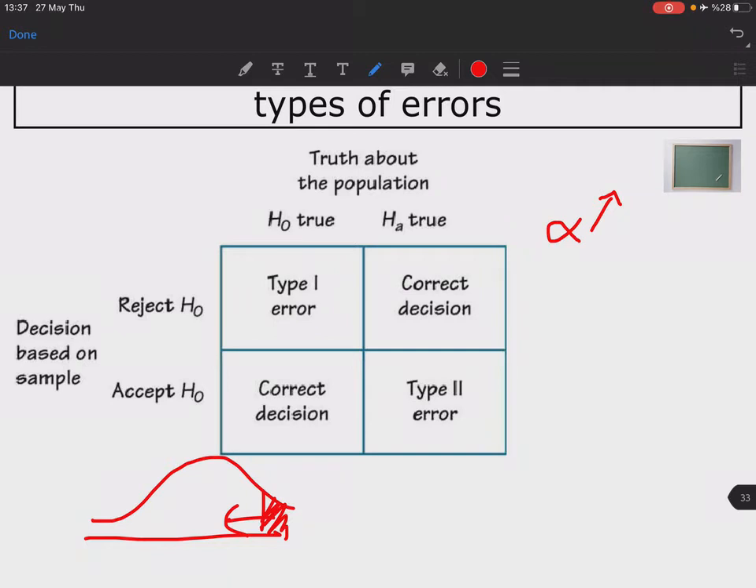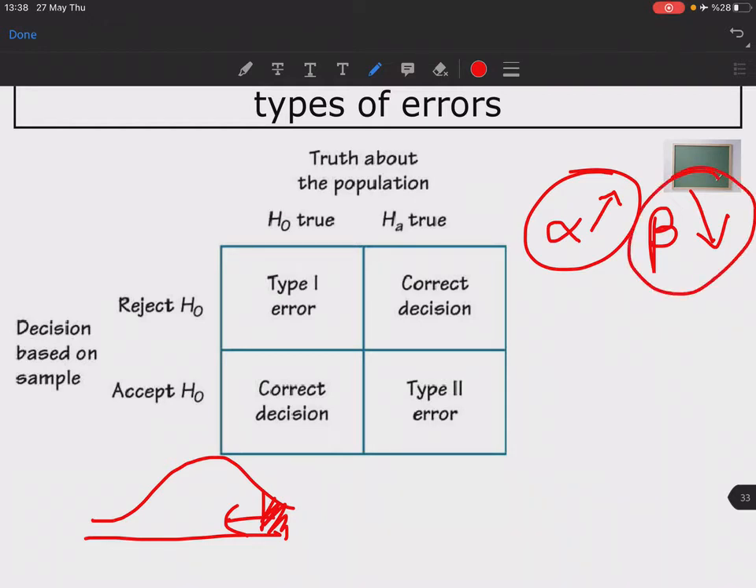It means that you're talking with less confident or something like this. But at the same time, it means that your beta is decreasing. So if you're increasing the probability of doing type 1 error, it means that you're decreasing the probability of doing type 2 error usually, and vice versa also holds.